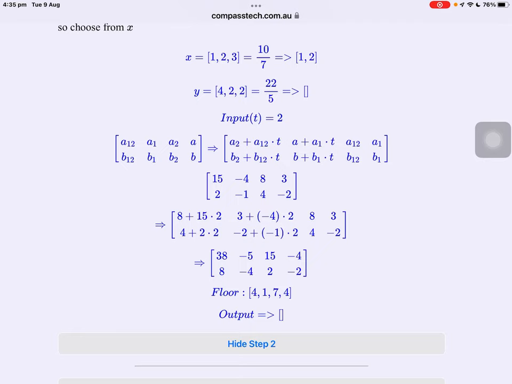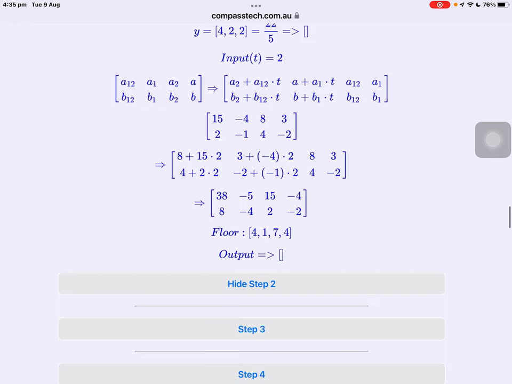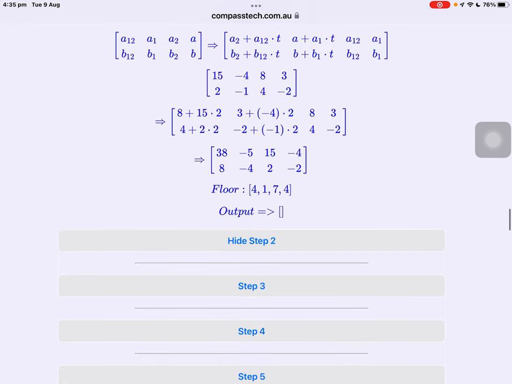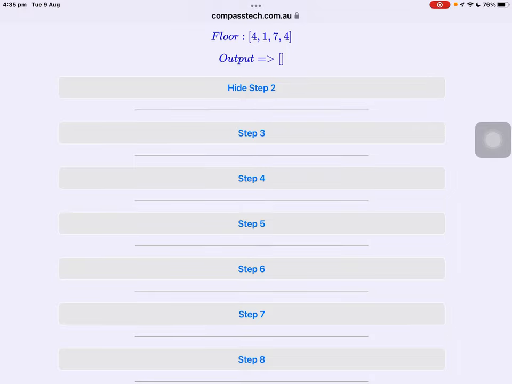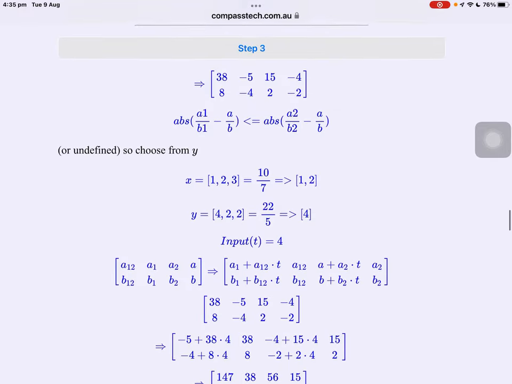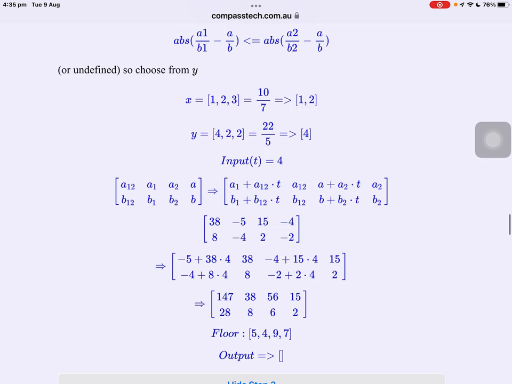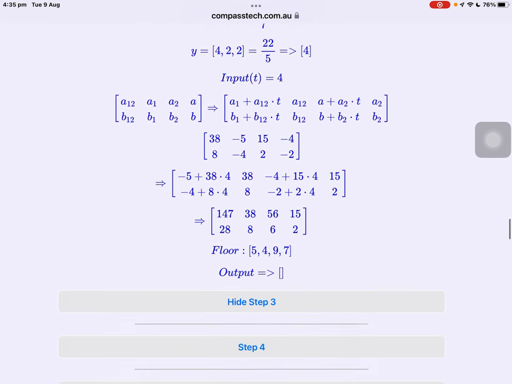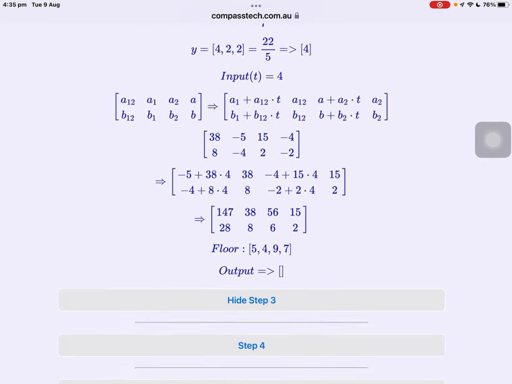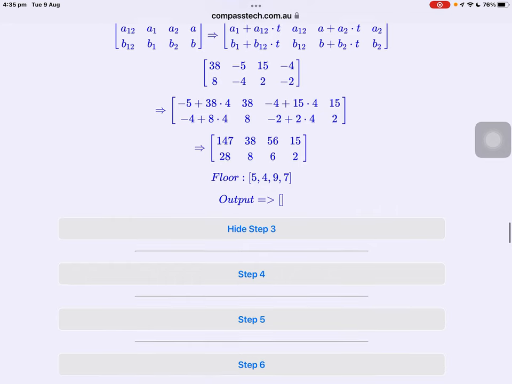So once more, we see our matrix is transformed according to the rule. We get a new matrix. Still, the floors are unequal, so we keep going. This time, we're going to choose from y, so our first y term gets wheeled in. So far, we've put in 1 and 2 from x. We're now putting in 4 from y, the first term. It transforms the matrix in that way. And our floor terms are 5, 4, 9, 7.